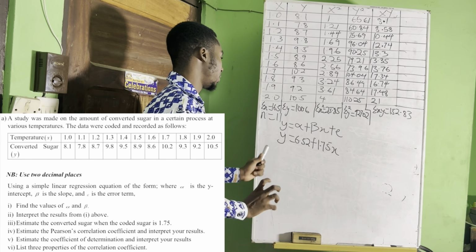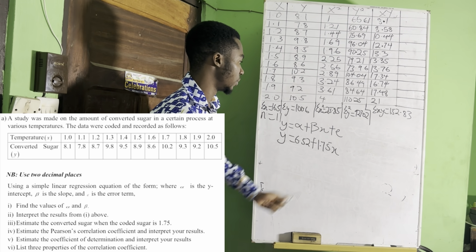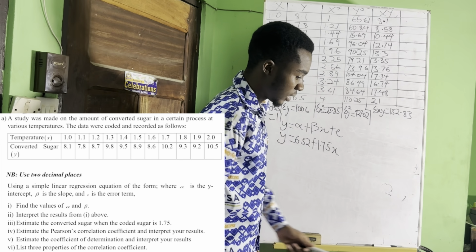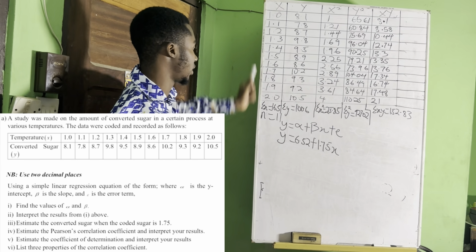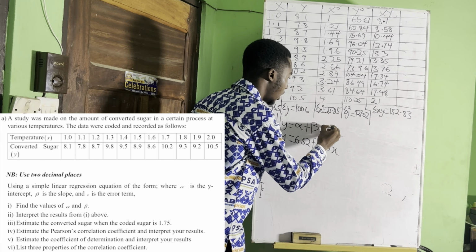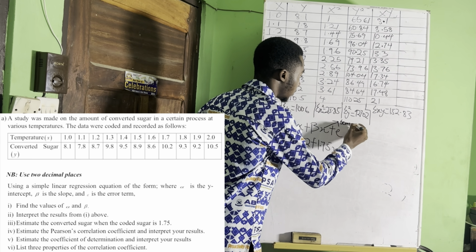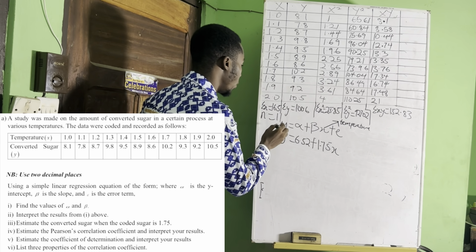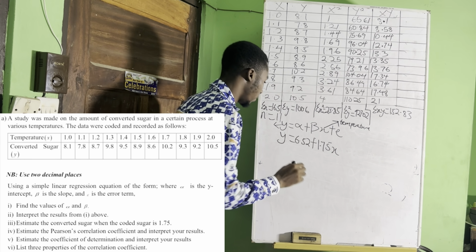Now if you want to interpret this, you have to remember what y was standing for and what x was standing for. Now let's go back to the question. In the question, they said temperature in brackets x. So our x were the values for temperature. So just put it in your head that this x is temperature. So let me use an arrow to represent it. Temperature. So x is temperature, and y, let me also use an arrow to represent it. Y was what? Converted sugar.